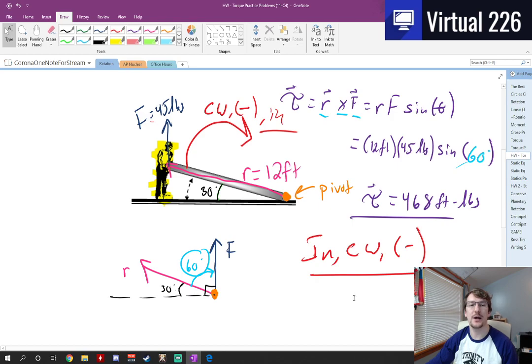So I hope 2B went well for you. I hope you understand that. If you need anything, reach out to me. In the later problems, it's the exact same idea as what we've seen here: looking for a moment arm, a force, and an angle. It's just a little bit more geometry to find out what those angles could be later on. Take it easy.